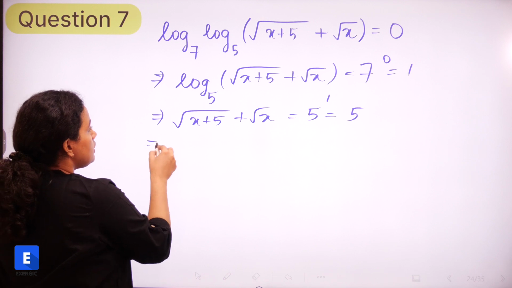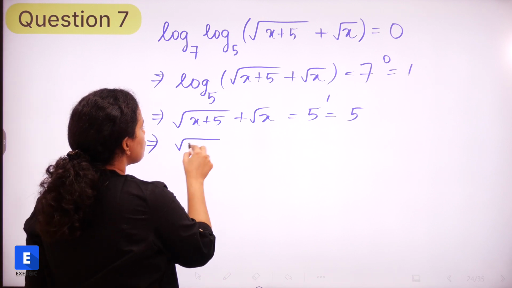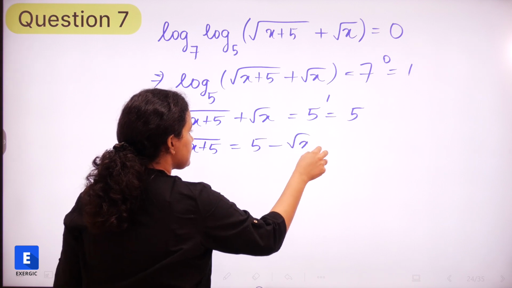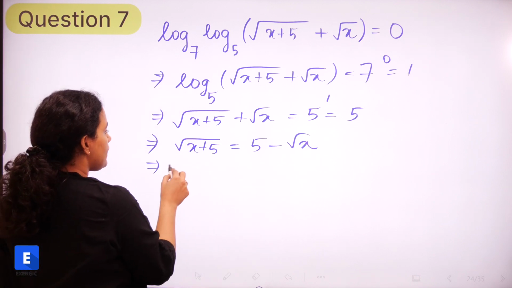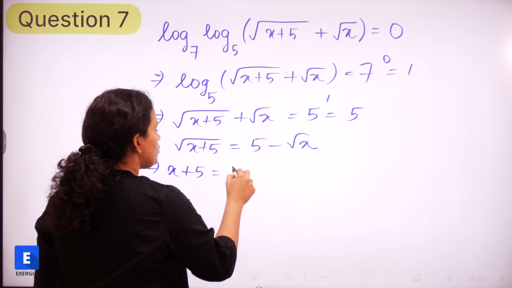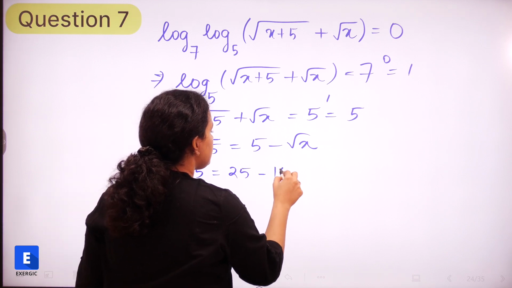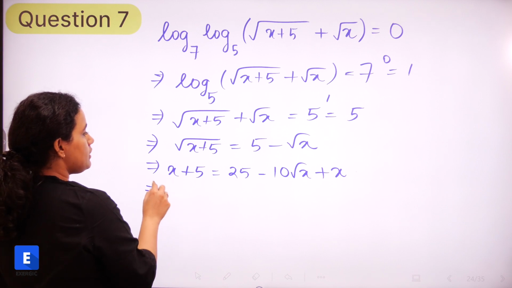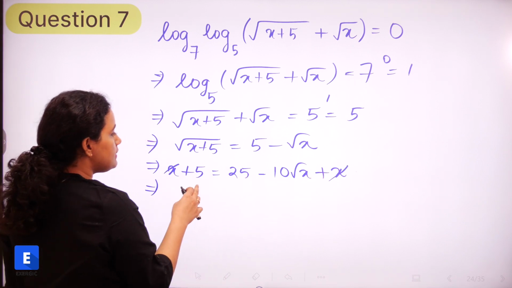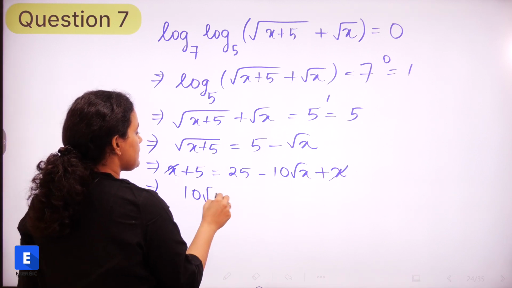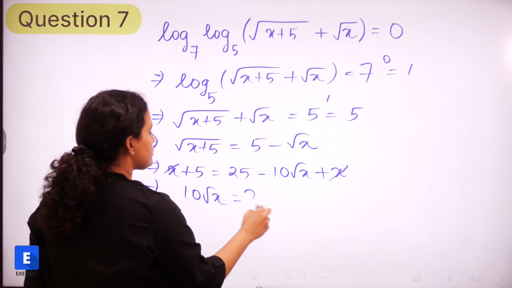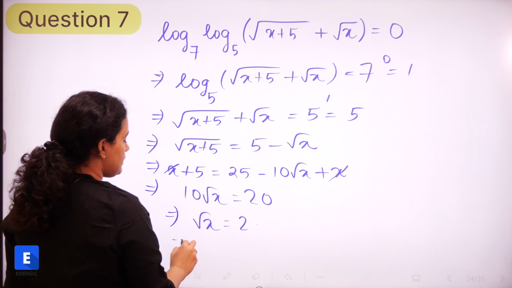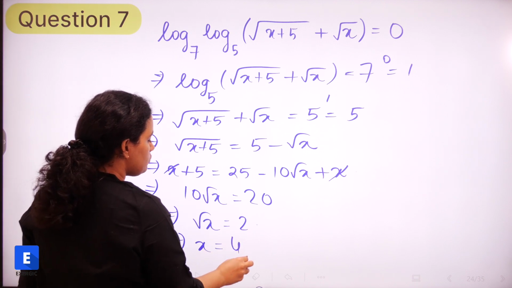Right? This can be further written as root x plus 5 equals 5 minus root of x. Let us square both sides. So we have x plus 5 equals 25 minus 10 root x plus x, right? x and x are going to get cancelled. We have 10 root of x is equal to 25 minus 5, that is 20. So root x is equal to 2 and x will be equal to 4.